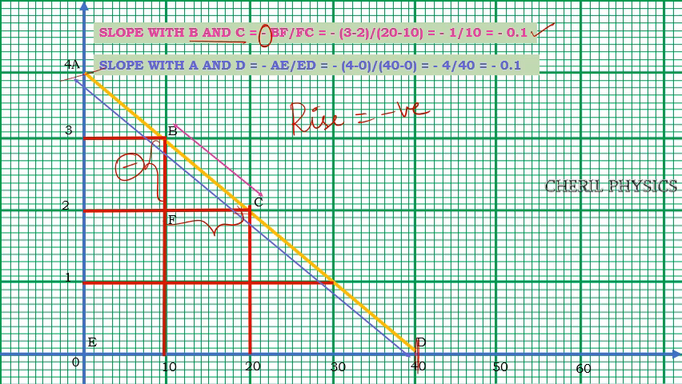Likewise with A and D also. Here you are considering the entire line. For the entire line, it is 4 minus 0 for the rise and 40 minus 0 for the run. So it's minus 4 by 40. Even then you are getting the value to be 0.1. So you can even try with other values: CD, AB, AC, BD. I want you to try all this and check if you are going to get the same slope. You have to get the same slope for any two given values in the given graph.